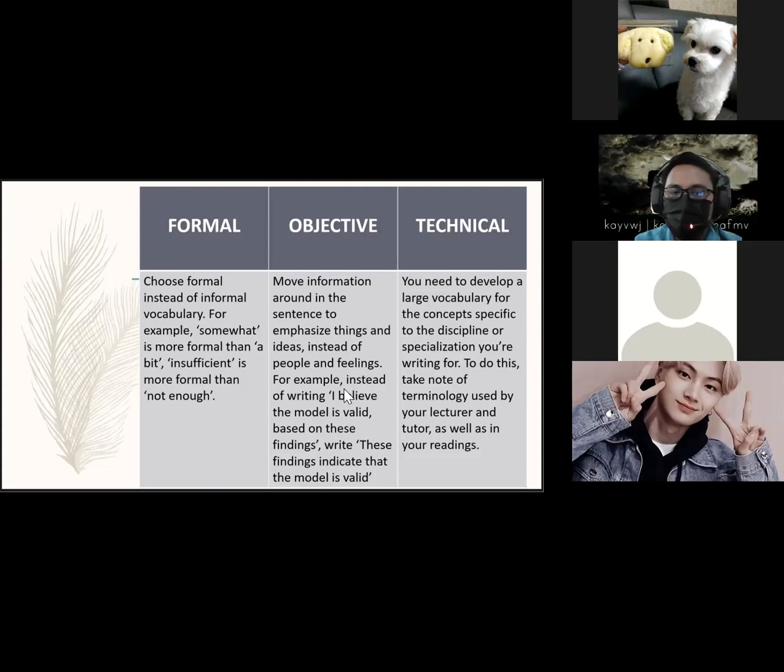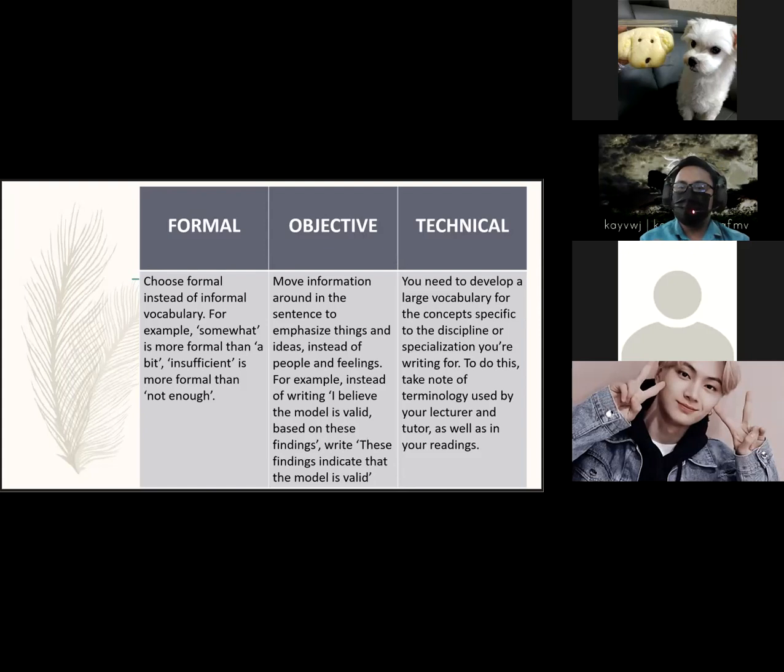Okay, so that is not being objective, that is being subjective because you are only basing it on your opinion. There is a presence of the pronoun I here. No, I believe. Okay, dapat hindi ganon. That will be subjective. To make it more objective, we write, for this example, these findings indicate that the model is valid.